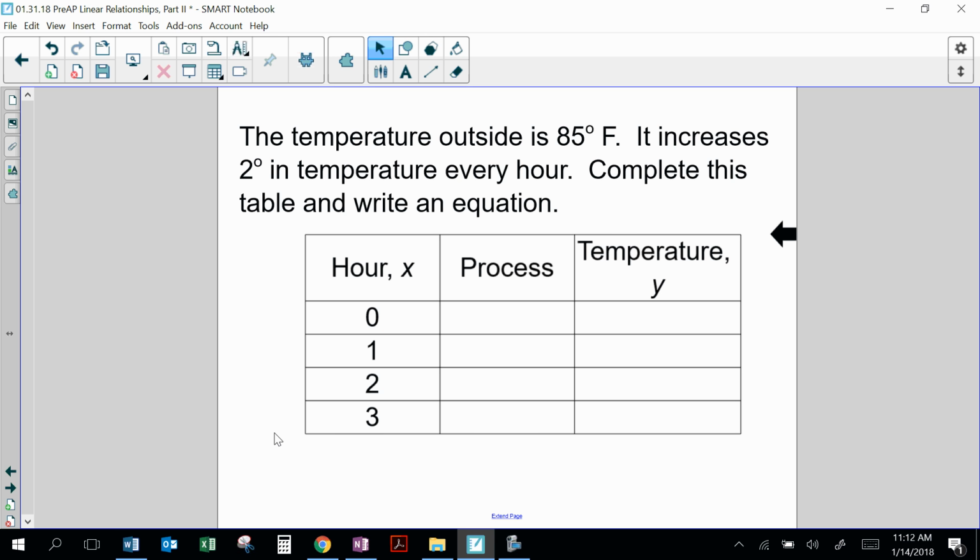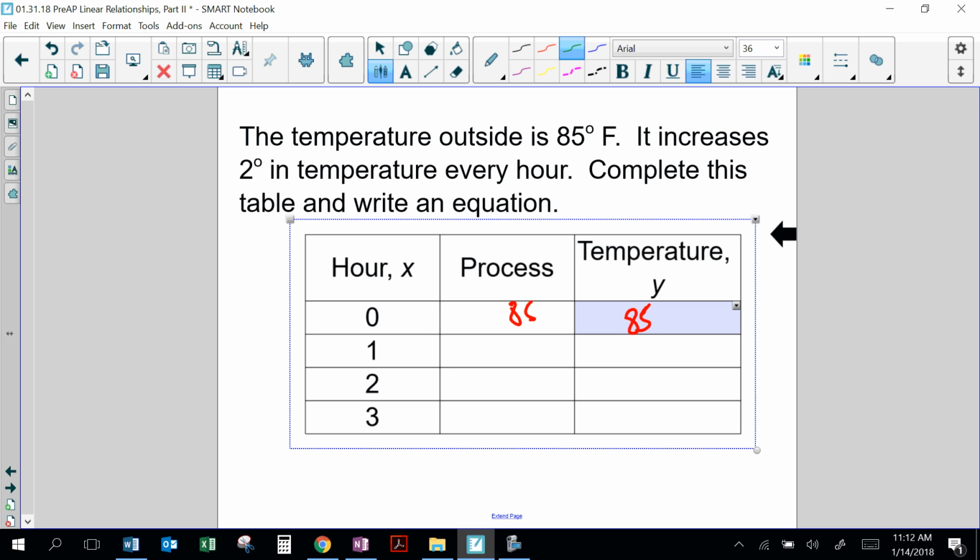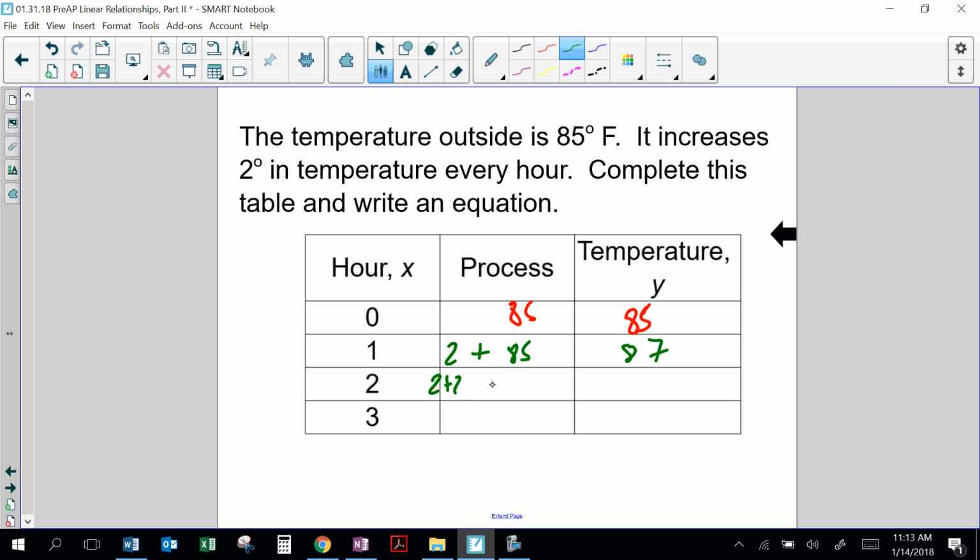So that means in 0 hours, it is a starting temperature of 85 degrees. In 1 hour later, the temperature increases by 2 to the starting value temperature of 85, so now it's 87. In hour 2, it increases another 2 degrees, so that's 89. And in hour 3, it increases another 2 degrees, and that would be 91 degrees. How can I write an equation from this?